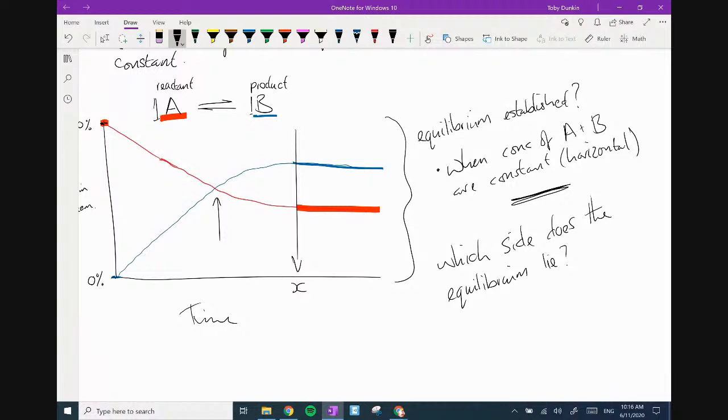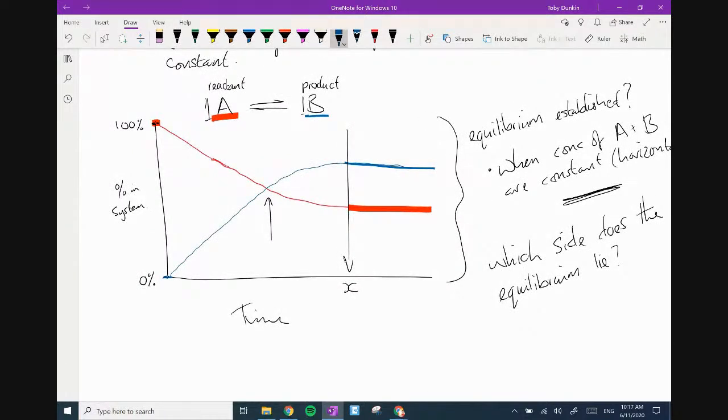Equal? No, Donna, it's not equal. Look at the blue. Blue's sitting up here, you can read it off if you like, Donna. Blue's up here at 70%. And the products, by the way, my product line is technically incorrect, if I redraw that properly. There we go. This is down here at 30. This is flat, down there at 30.